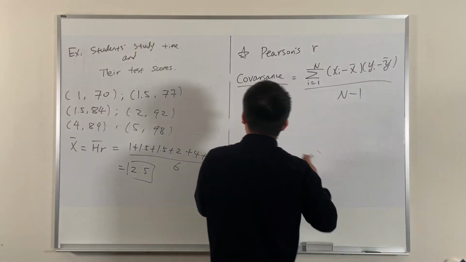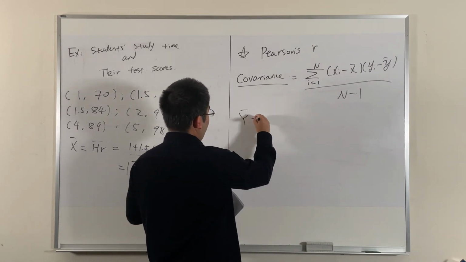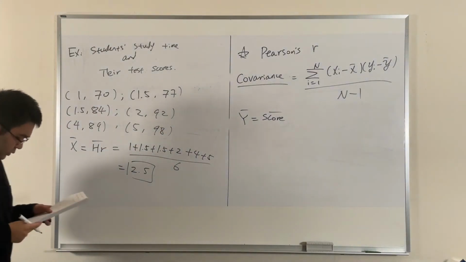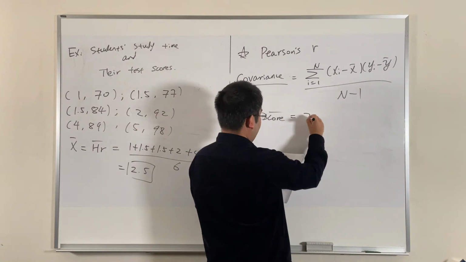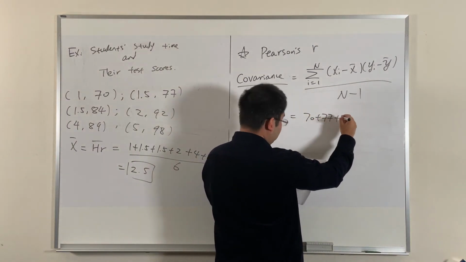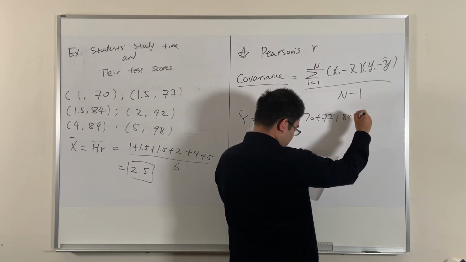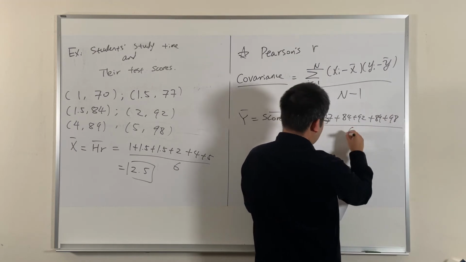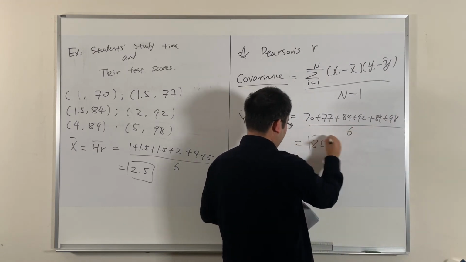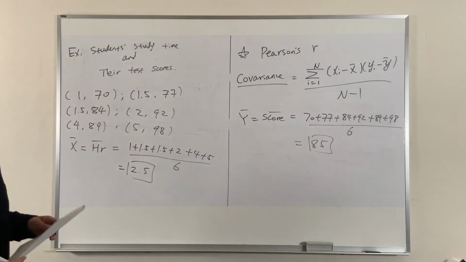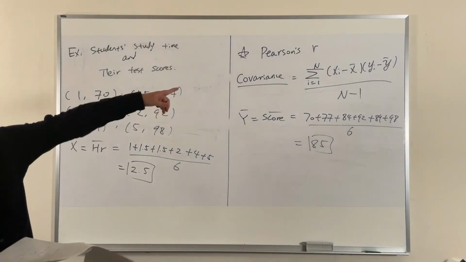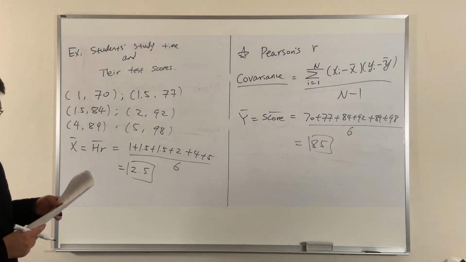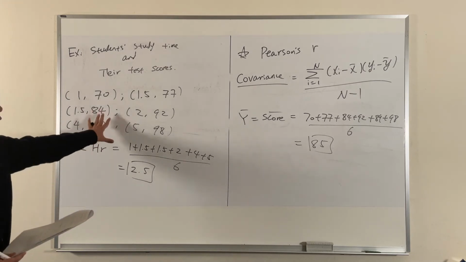Okay, so y bar goes to score bar, which means that the mean of their scores goes to 70 plus 77 plus 84 plus 92 plus 89 plus 98. Divide everything by 6, and that equals 85. Okay. So we have x bar and y bar ready, and we're going to use that formula. It's going to be a long calculation. Okay. Let me do it from here.